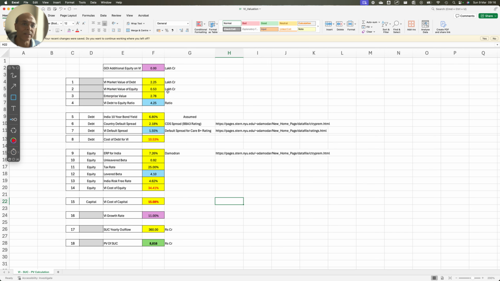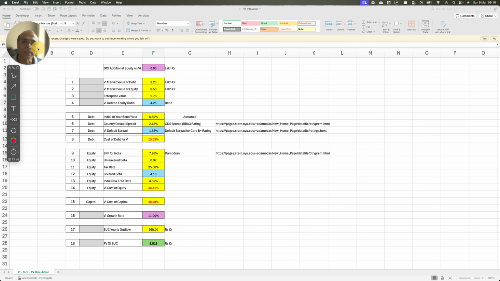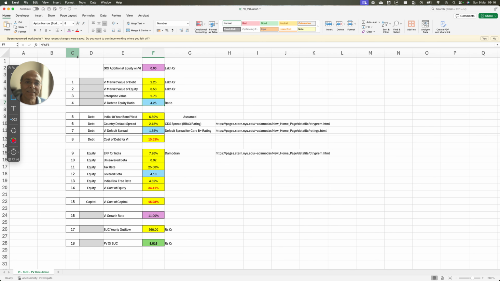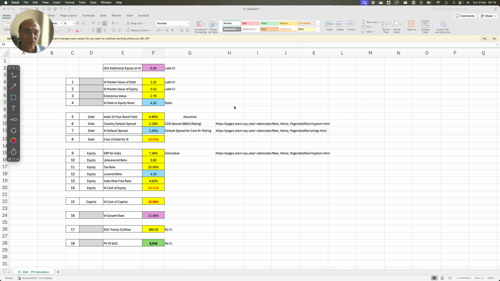Now the debt to equity ratio will be what? This divided by this, right? So when you do the calculation here, you'll see that this number comes. So this is the calculation here. You see, the debt to equity ratio is F4 divided by F5, which comes out to be around 4.25, right? So far so good. So you have understood this particular block, right?